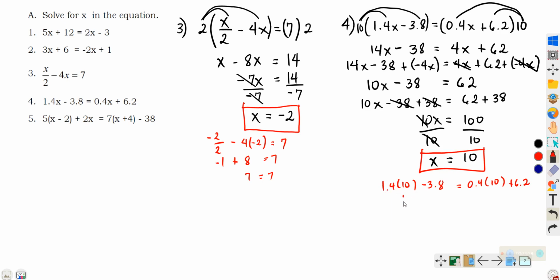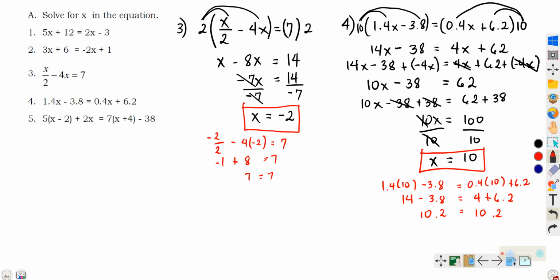1.4 times 10 is 14 minus 3.8. And then 0.4 times 10 is simply 4 plus 6.2. 14 minus 3.8 is 10.2. And then 4 plus 6.2 is 10.2 din. So, equal siya. Ano po? Next na tayo. We have the fifth.